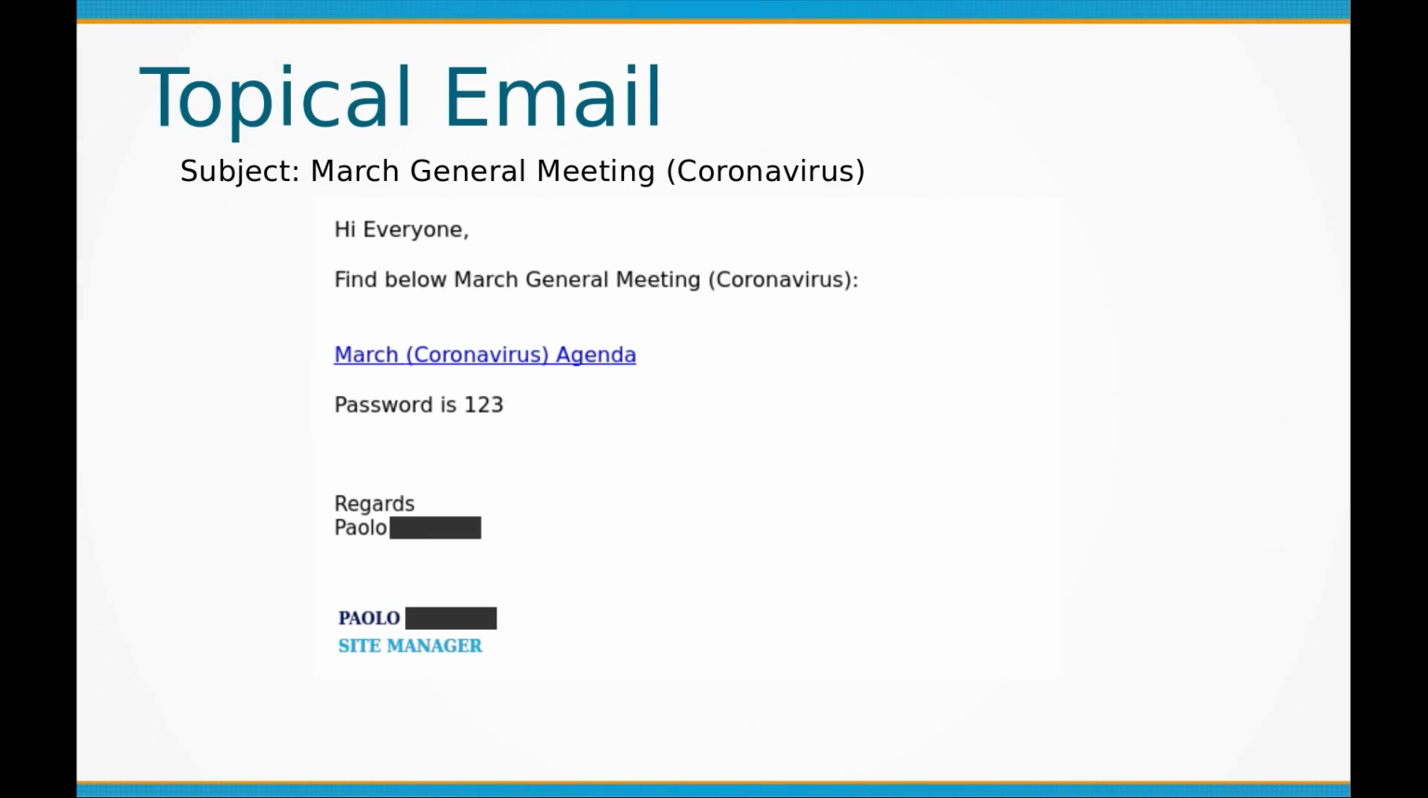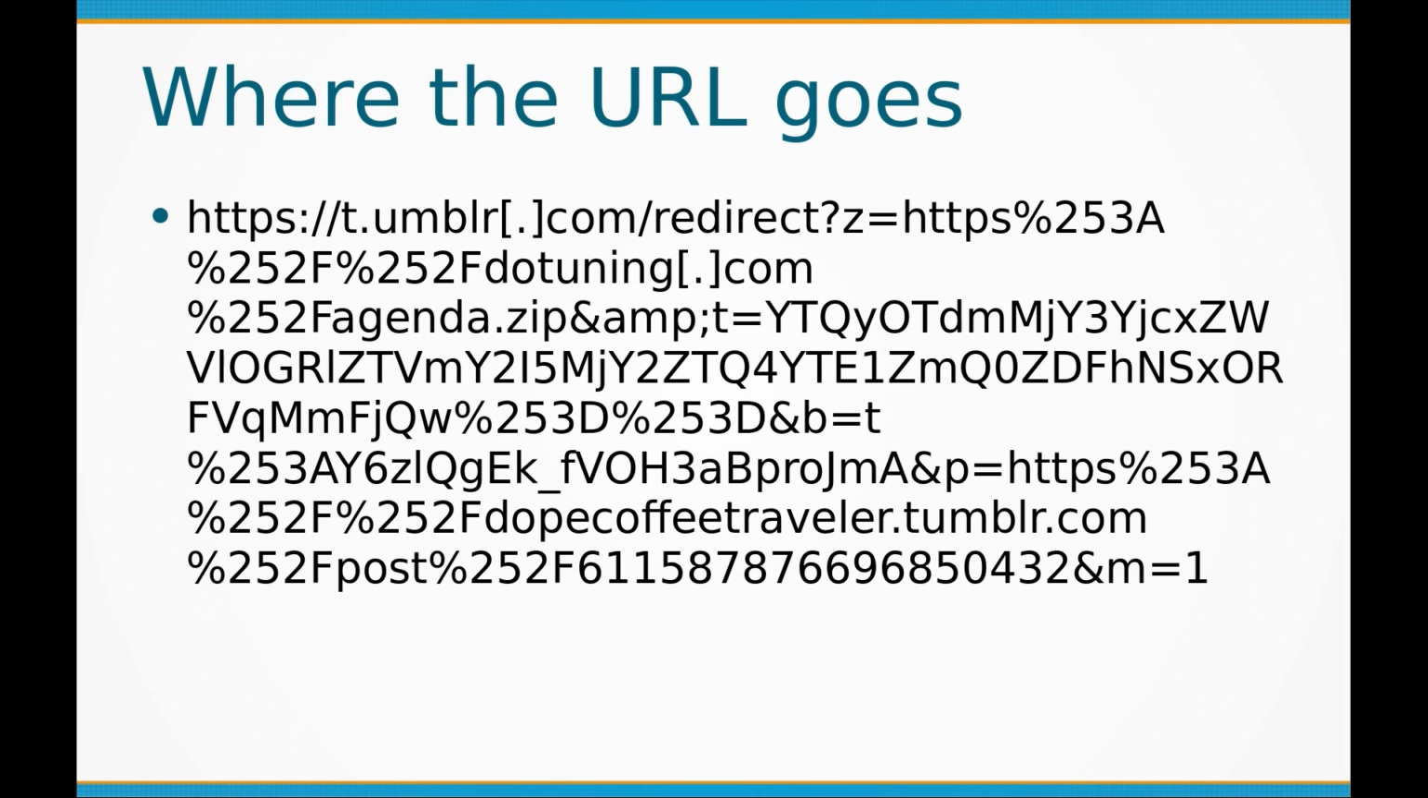So it started with a very topical email with the subject of March General Meeting Coronavirus. Hi everyone, find below March General Meeting Coronavirus with a password. Regards. Yes, I've had to redact the individual's name because this was one of our customers. There's no attachment in the email, but that URL does go to a Tumblr blog using the Tumblr shortener, and we can see mention of a website called dotuning.com.